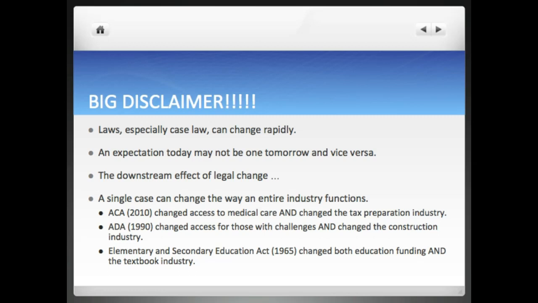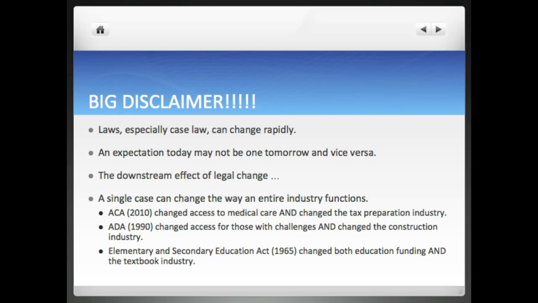Right now, there are many courts that are deciding cases. The Supreme Court decides some cases, but there are appeals courts and other lower courts that make case law. And they decide how a law is interpreted, and that indeed becomes the basis for the law. It changes a lot, and it can change from one day to the next. And you also have to understand there's a downstream effect of legal change.